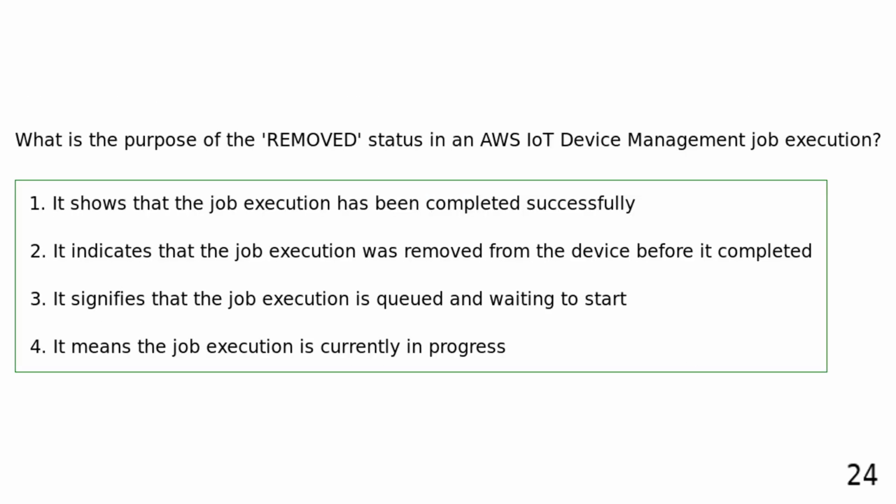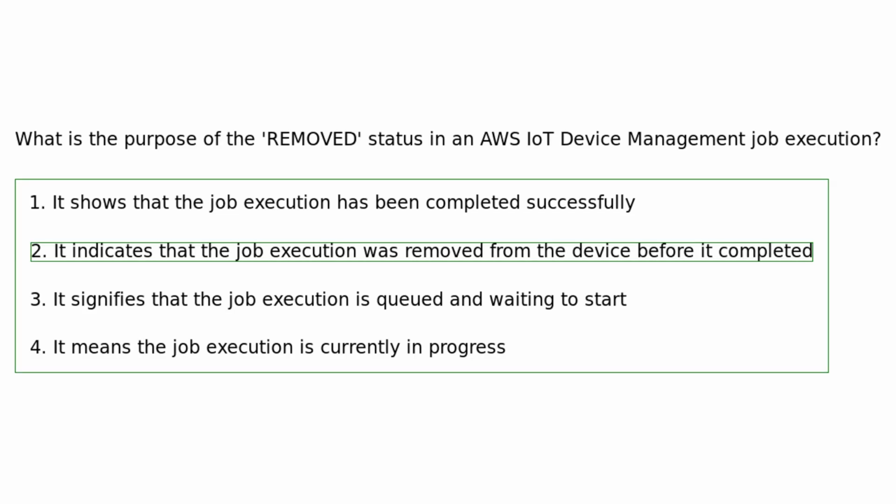What is the purpose of the removed status in an AWS IoT device management job execution? It shows that the job execution has been completed successfully. It indicates that the job execution was removed from the device before it completed. It signifies that the job execution is queued and waiting to start. It means the job execution is currently in progress.